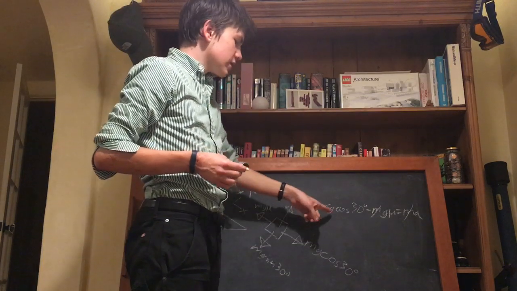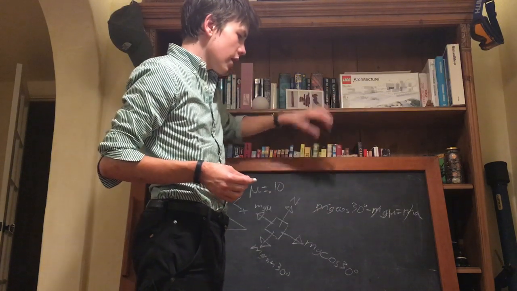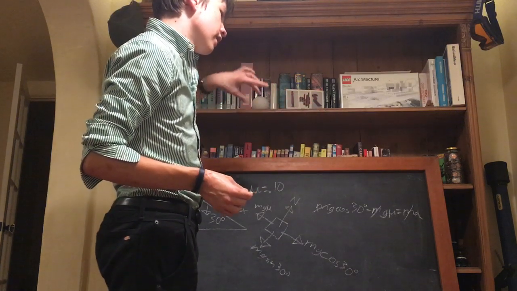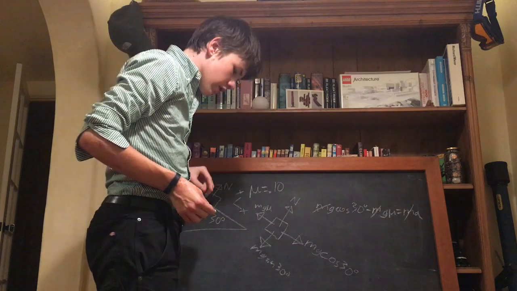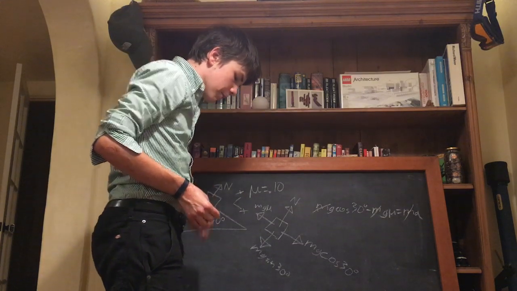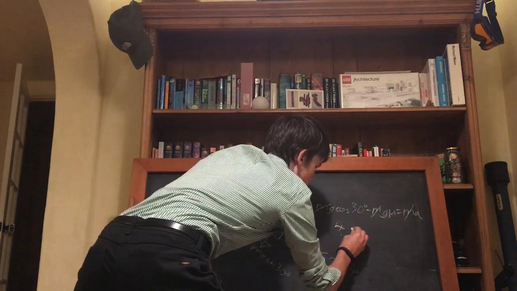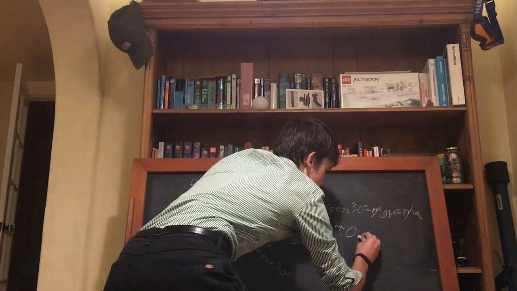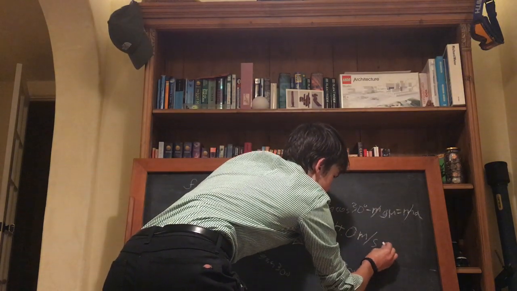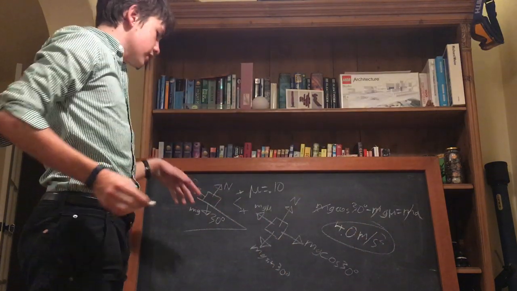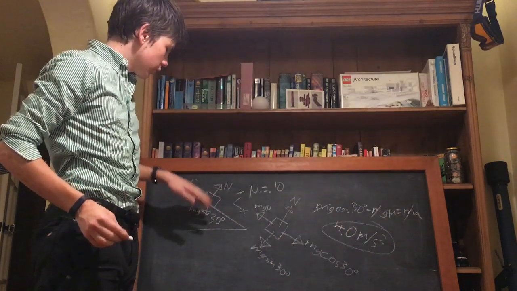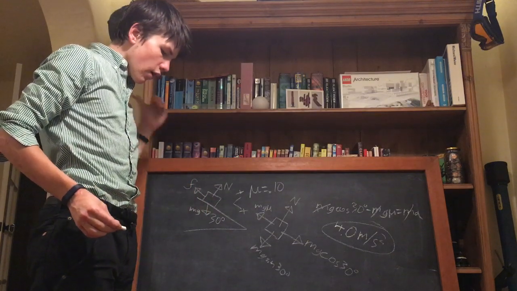So if we just plug in 10 cosine 30 minus 10 times 0.1, that will equal the acceleration, which ends up being 4.0 meters per second squared. So that is the acceleration of the skier moving down the slope, which is at a 30-degree angle, with a friction coefficient of 0.1.